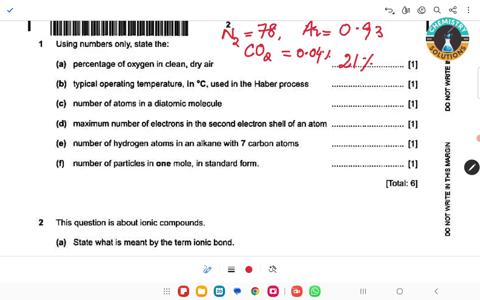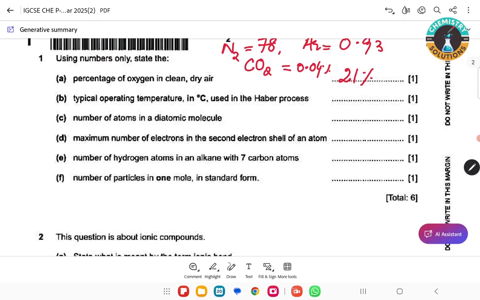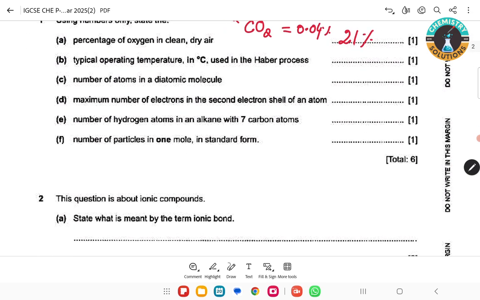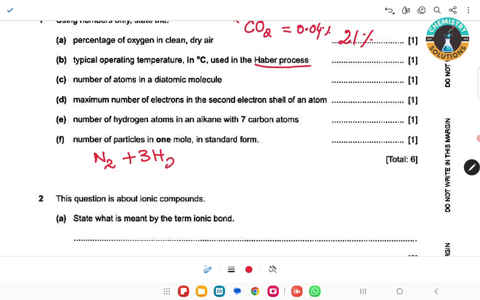B part: typical operating temperature in degrees centigrade used in the Haber process. What basically is the Haber process? Haber is a process in which ammonia is manufactured. So nitrogen plus hydrogen will give us ammonia in this process. All are in gaseous form. Iron is used as a catalyst, 200 atmospheric pressure, and the temperature is 450 degrees centigrade.